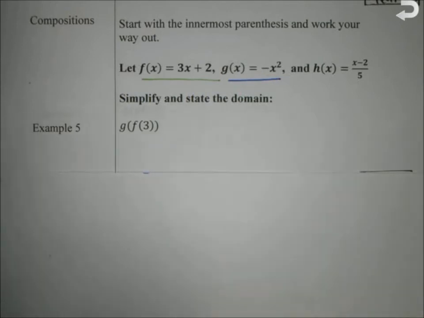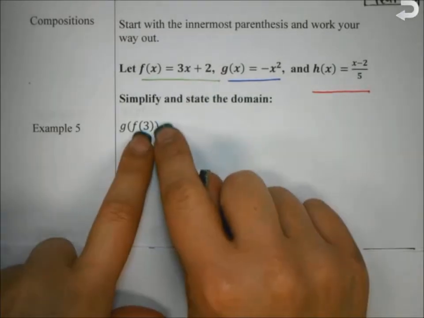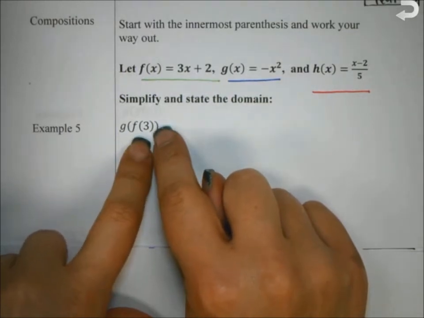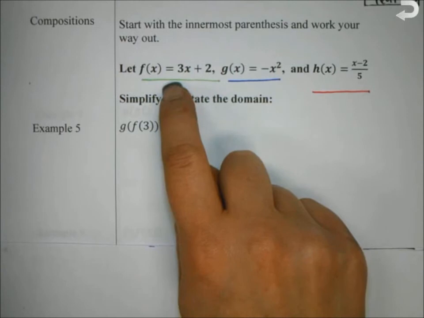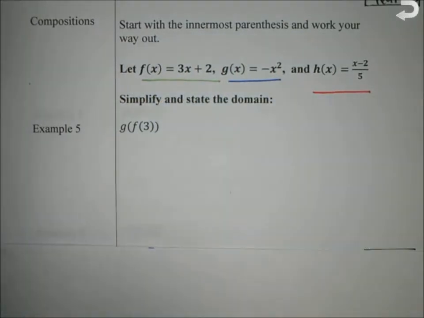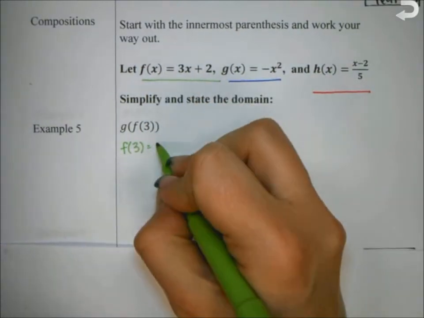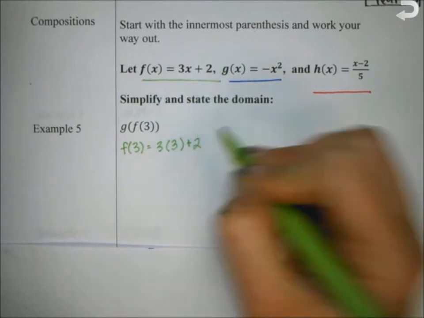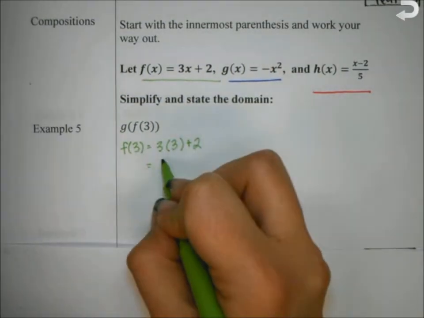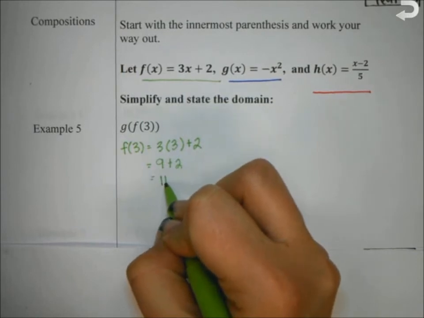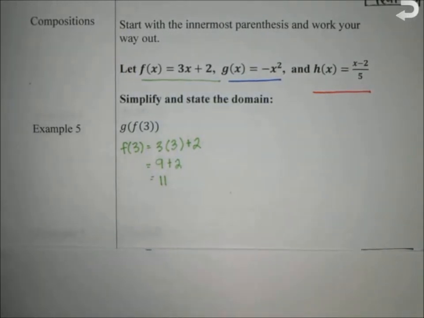So that means f of 3. So in f of x, everywhere I see x, I'm going to put in 3. So f of 3 gives me 3 times 3 plus 2, which is 9 plus 2, which is 11. So now I'm going to take f of 3 equals 11. So I'm going to substitute f of 3 in and put 11. So my new one is going to be g of 11.